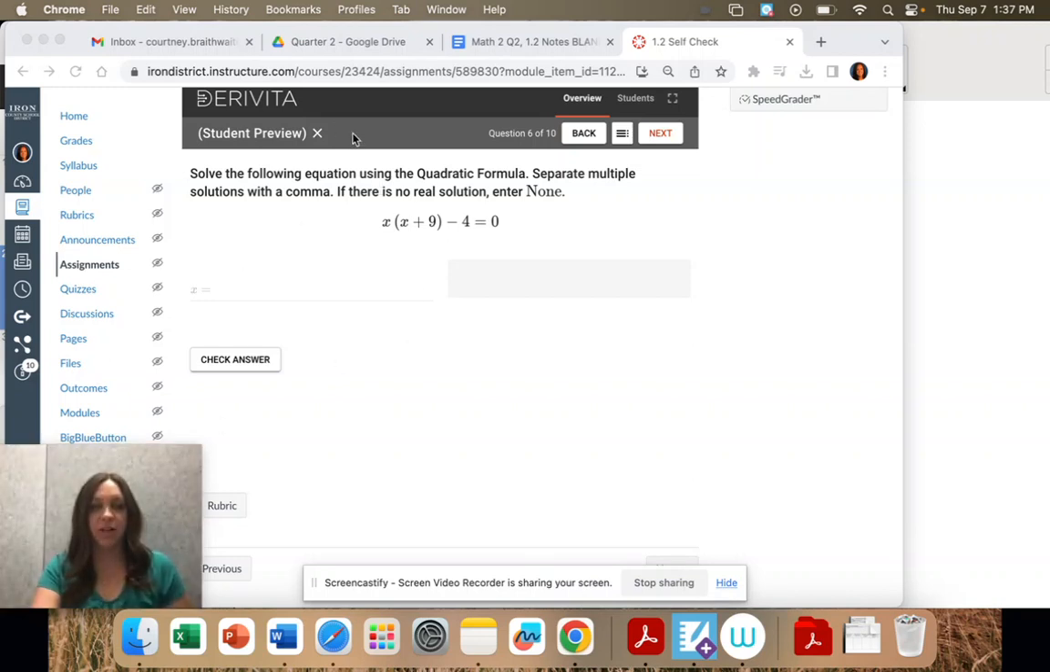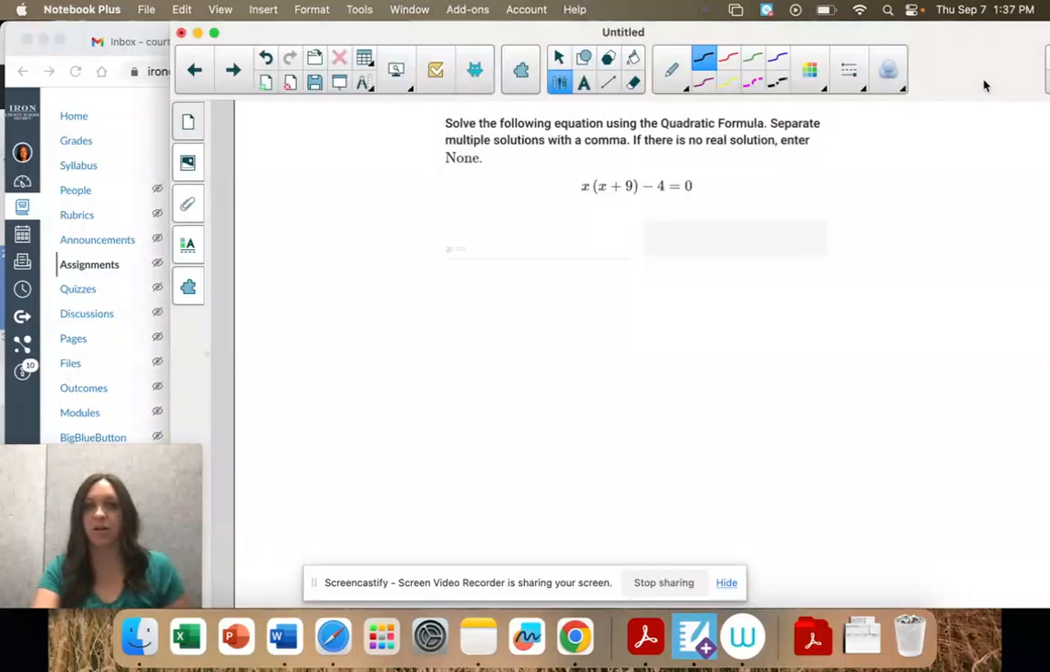Case 6, solve the following equation using the quadratic formula. Separate multiple solutions with a comma. If there's no real solutions, enter none. All right, so quadratic formula, we need standard form.